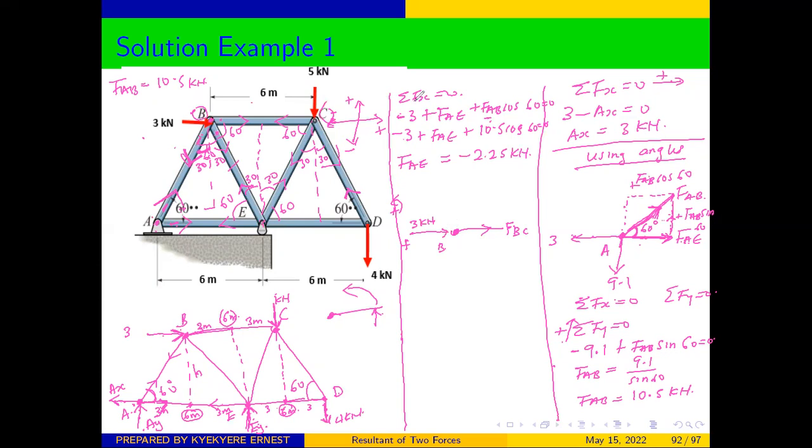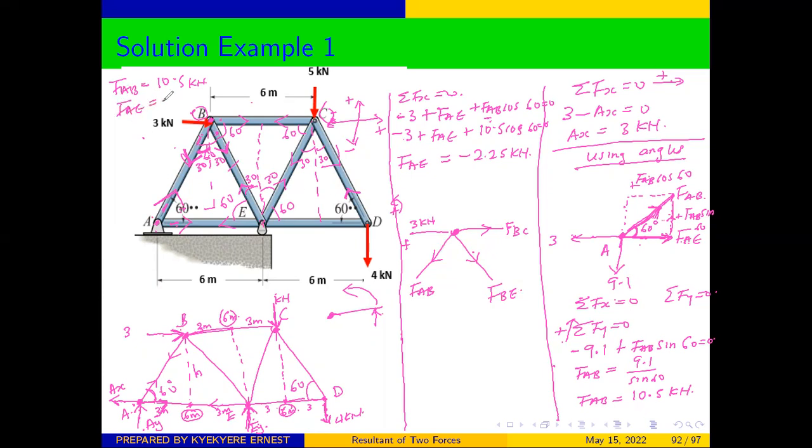From B to A is the same as A to B, so there's no need of changing the name. We can still maintain it as FAB, which we had already calculated. And then we have the one from B to E. We are following the directions which we have already indicated. This is FBE.